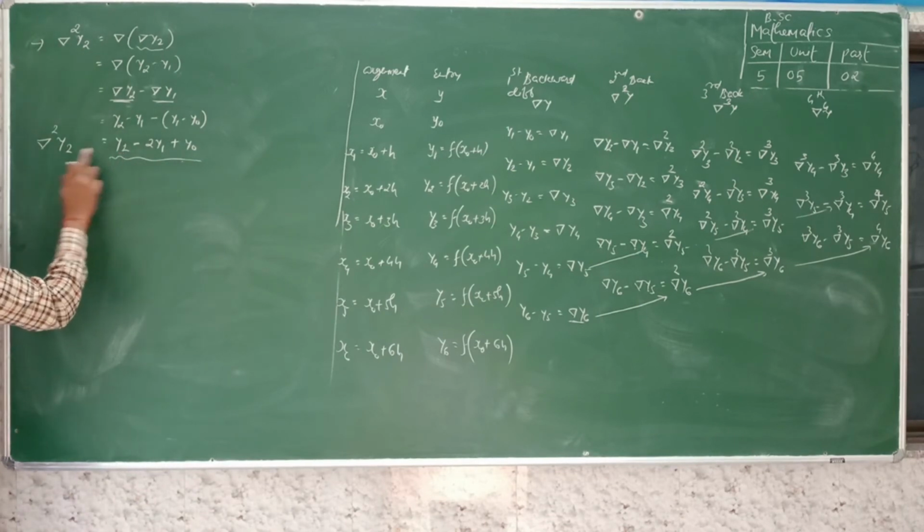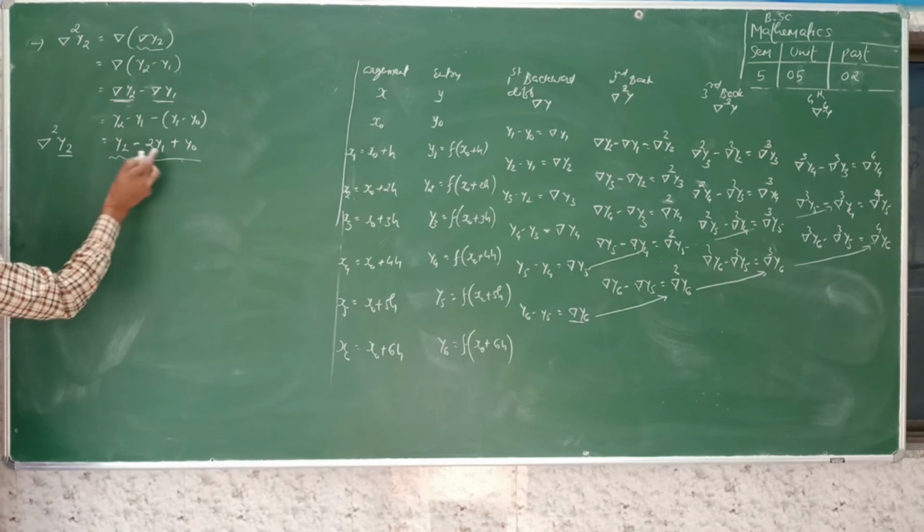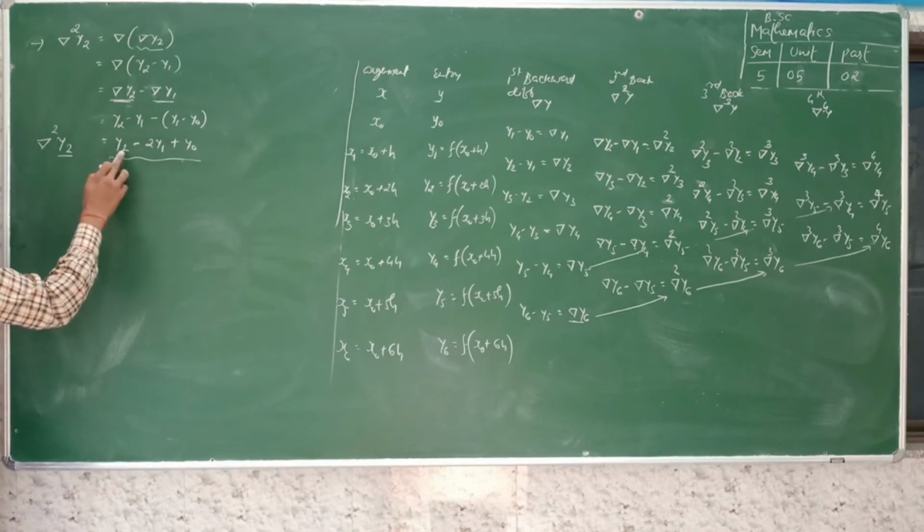Here in y2, one decrease and also one decrease: y2, y1 and y0.